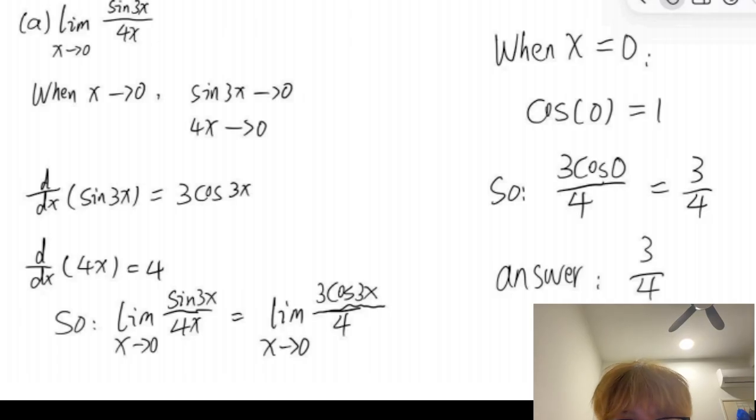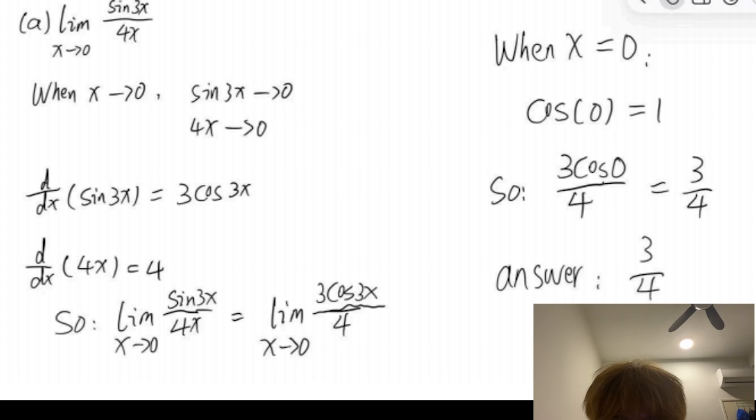So let's talk about question 4a. We are asked to evaluate the limit of sine 4x over 4x. First, as x approaches 0, the numerator sine 4x and the denominator 4x approach 0. Therefore, this limit is in the indeterminate form 0 over 0. So we can apply L'Hopital's rule.